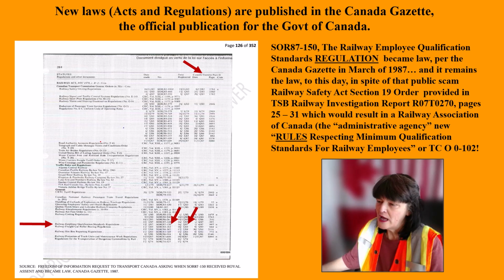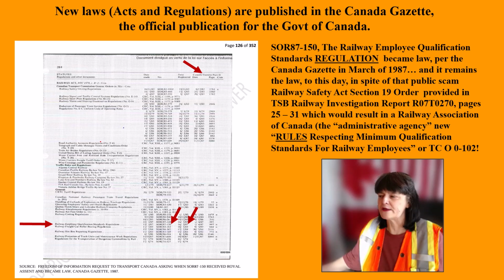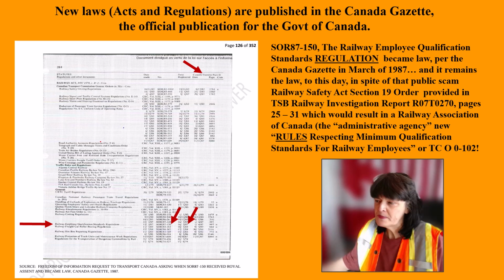And that overhauling of those programs, because the order was given to all rail carriers, it would be the Railway Association of Canada, which was basically the administrative agency here, that would come up with the new rules respecting minimum qualification standards for railway employees. That was the name of the new document, Rules Respecting Minimum Qualification Standards for Railway Employees. It was also known as TCO 0-102. Now, note here, that new document was a rule, not a regulation.